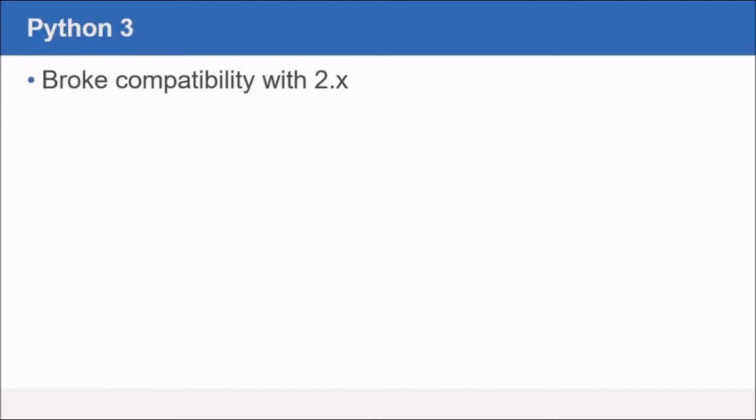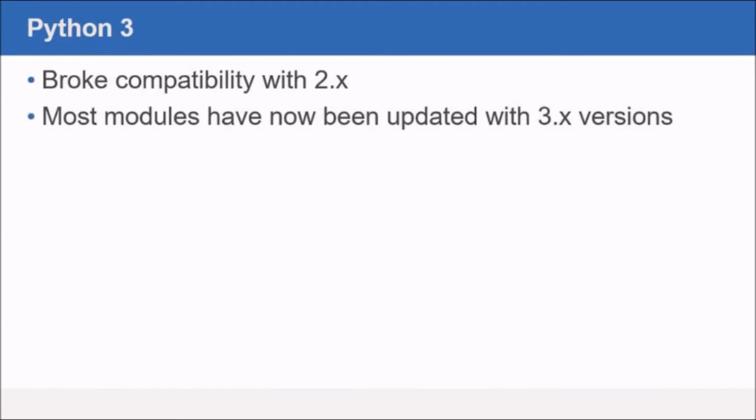Python 3 intentionally broke compatibility with Python 2 in order to make things better. Most modules now have been updated to Python 3. You should be using Python 3 by default for any new projects that you start.